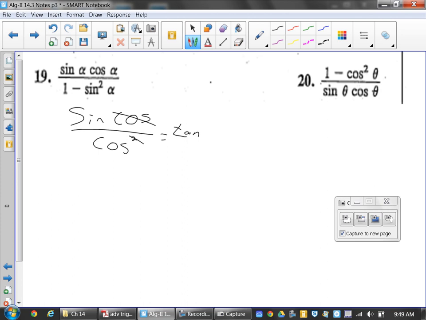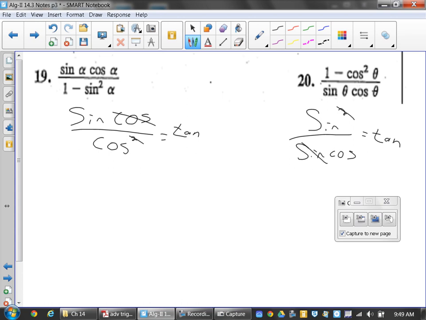1 minus cosine squared over sine times cosine. Well, what's 1 minus cosine squared? Sine squared. So your numerator here, the same, you can get tangent.